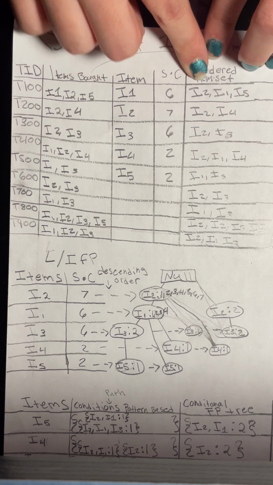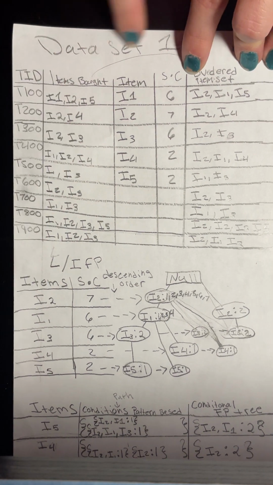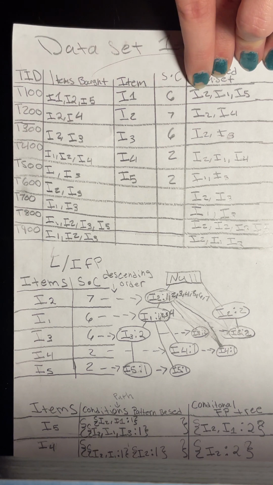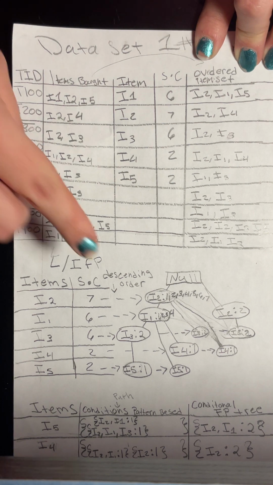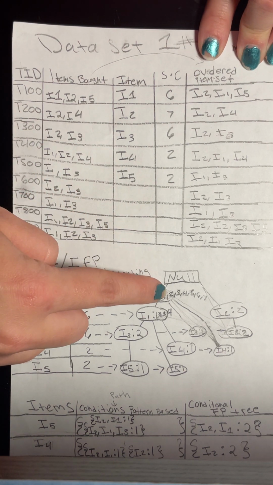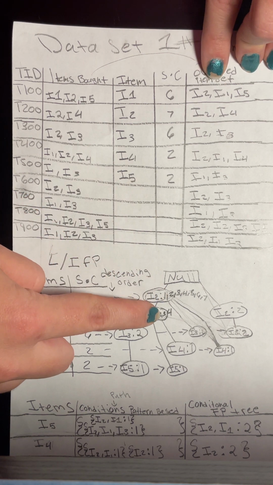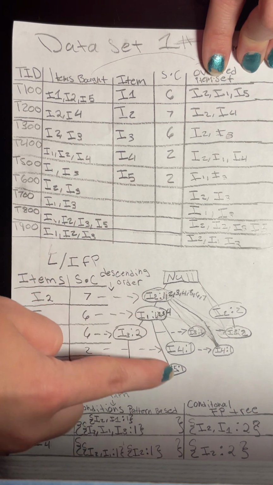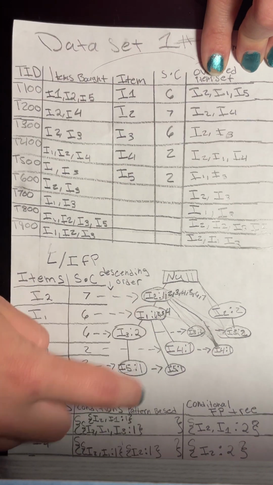So let's start out with our first one. Let's go with I1 here first. So with our I1, we start out with I2, then I1, then I5. So from there, we go to I2, which creates that 1 right there. And then we go to I1, which creates that 1. And then we go all the way over to I5 over here, which creates that 1. So this ends in 1 here.